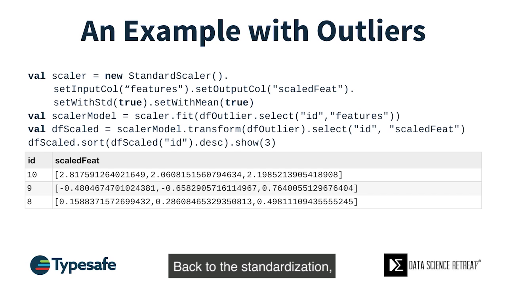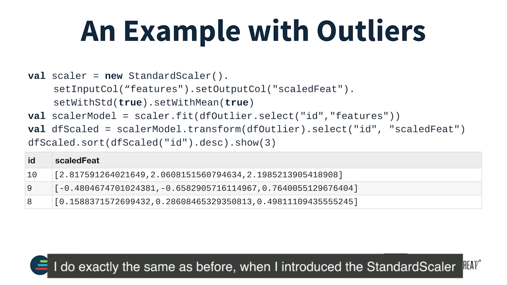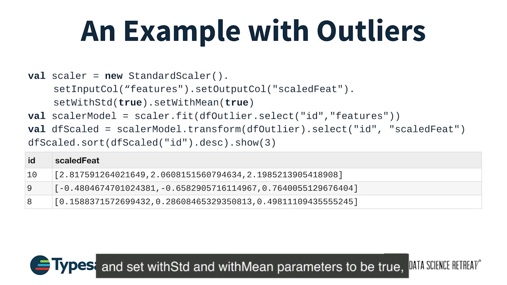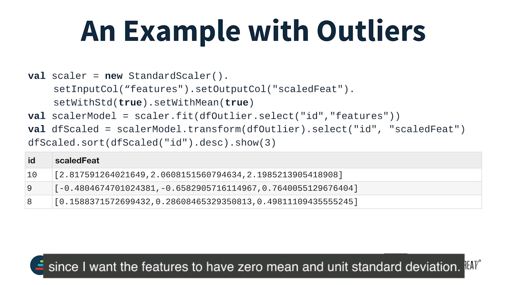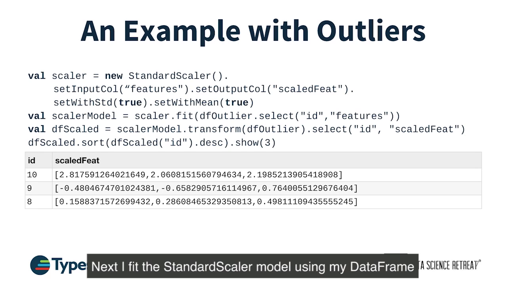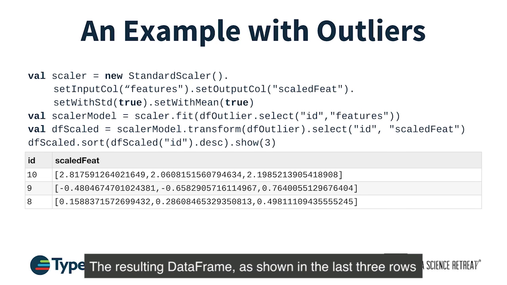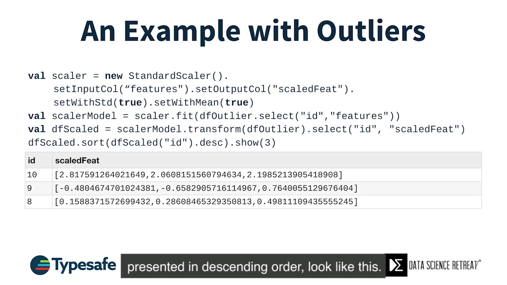Back to the standardization. I do exactly the same as before when I introduced the standard scaler. I create an instance of it, set its input and output columns, and set the withStd and withMean parameters to true, since I want the features to have 0 mean and unit standard deviation. Next, I fit the standard scaler model using my data frame and then transform the data frame using the model. The resulting data frame, as shown in the last 3 rows, presented in descending order, looks like this.